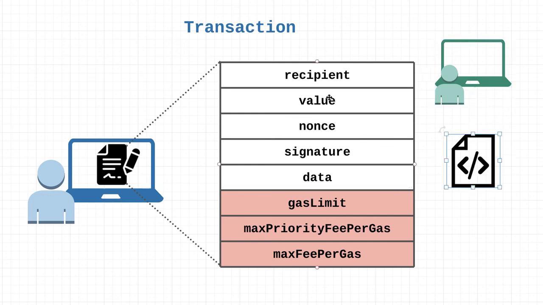Now moving on from that, we have this nonce, pronounced nonce. So what is the nonce? A nonce is a unique number that is required for every single transaction. Now for EOAs, this number is the number of transactions sent from the account. Now for contract accounts, it's the number of contracts created by the account.